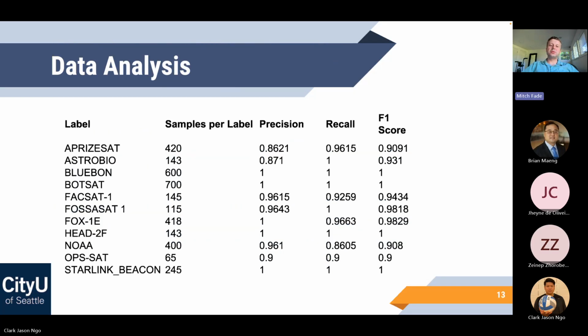So this is a summary of the precision and recall per label. The classifier was able to identify labels that had a sufficient amount of data with high accuracy. Next slide.